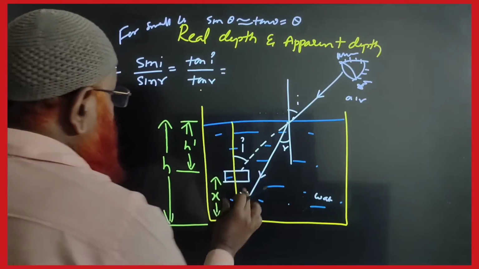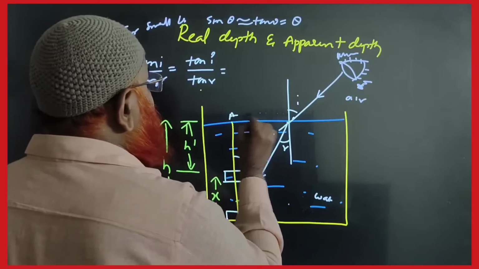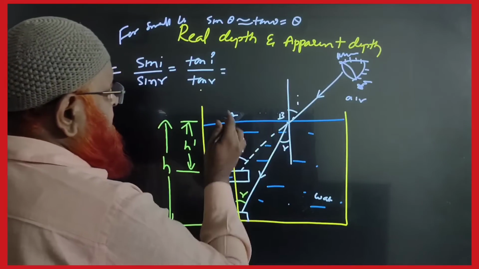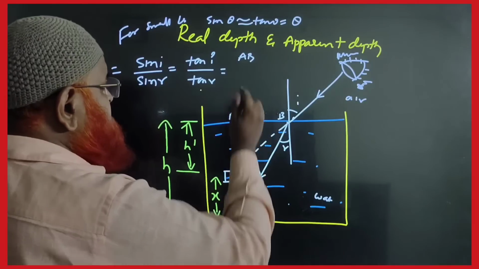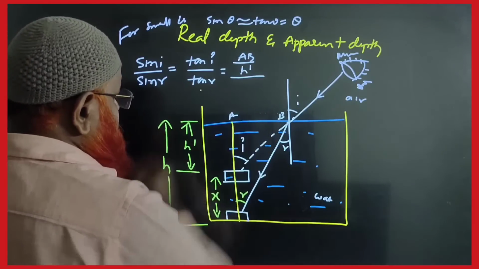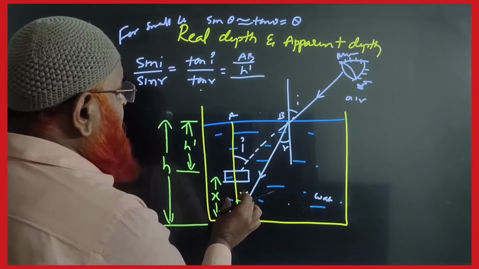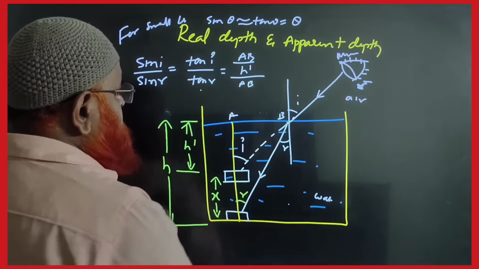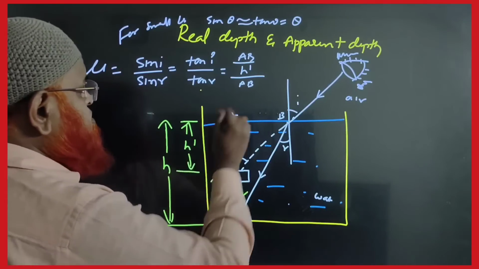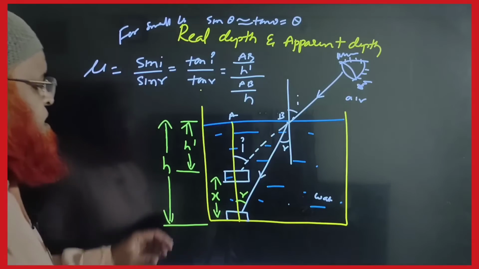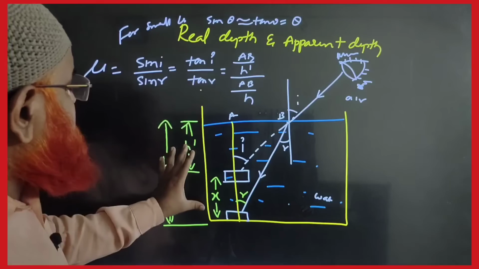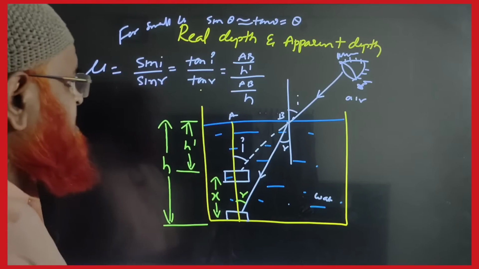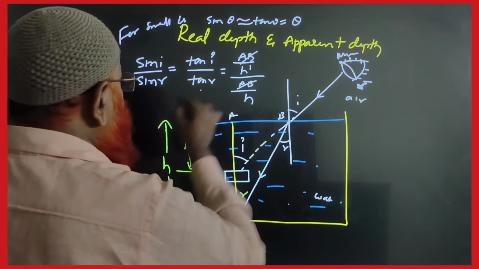Let us see here now. Tan i. Let us take this as distance AB. So tan i means opposite side is AB, and the adjacent side is H dash. And tan r means the opposite side is again AB, and the adjacent side is H. Understood? Tan i is AB by H dash, and tan r is AB by H, opposite side by adjacent side. So here AB gets cancelled.